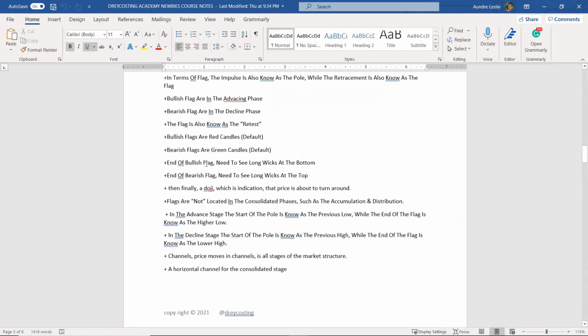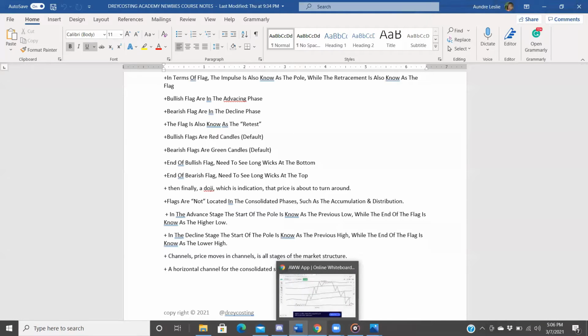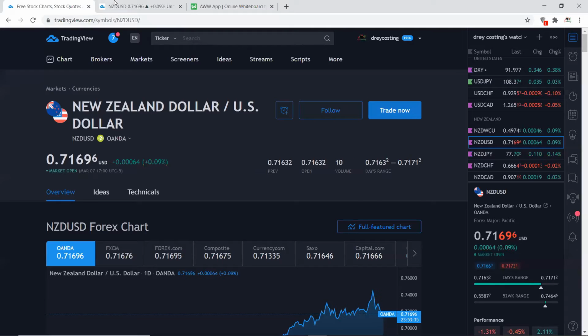In terms of the colors of the candles, I'm telling you what the default colors are. But you could always change your chart and put it to whatever colors you want, whatever color candle, whatever color background. But in terms of default, the bullish flags are red candles, while the bearish flags are green candles, right? So let's take it to the chart. Let me show what I'm talking about.